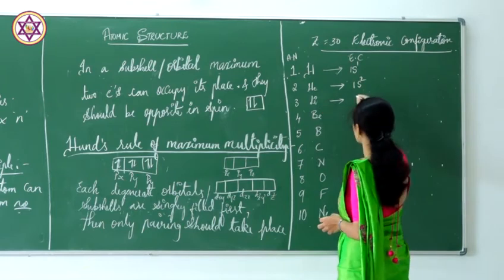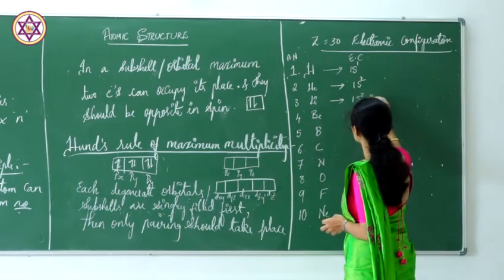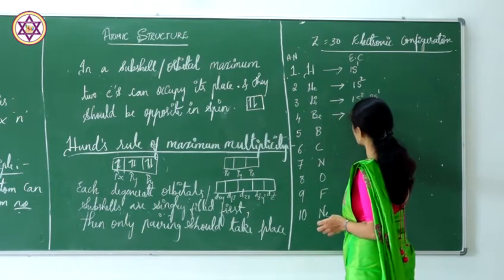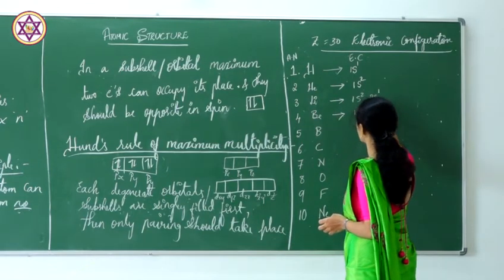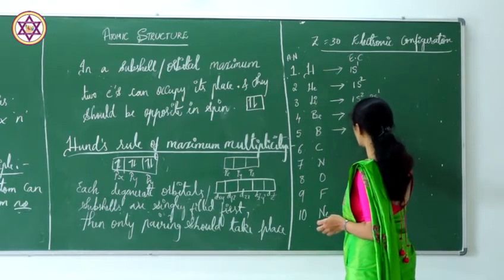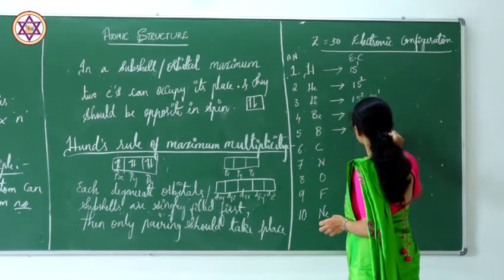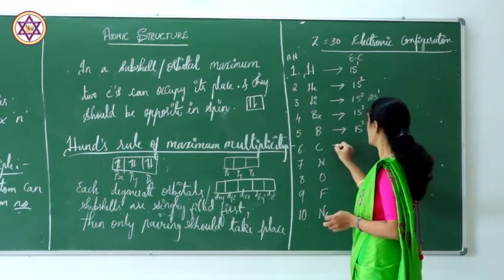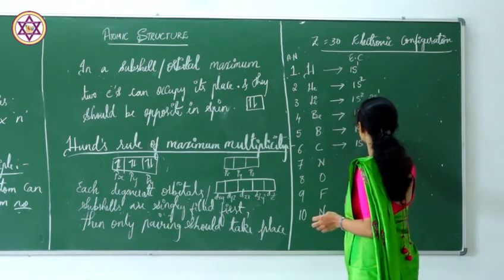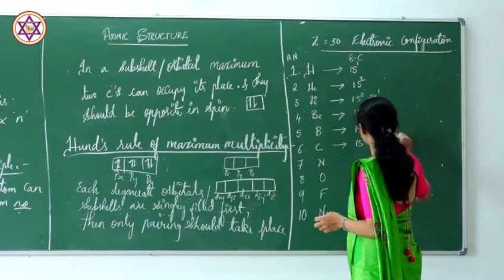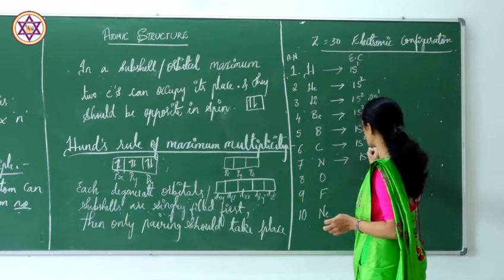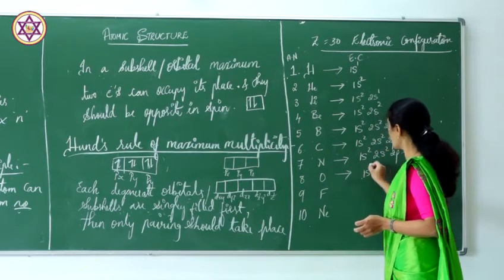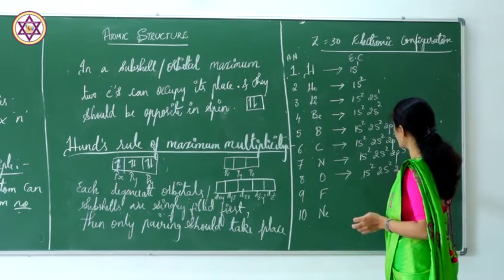For lithium, it is 1s2, 2s1, that is total 3. For beryllium, 1s2, 2s2. Then for boron, 1s2, 2s2, 2p1, because after 2s, 2p comes. For carbon, 1s2, 2s2, 2p2. Then for nitrogen, 1s2, 2s2, 2p3. For oxygen, 1s2, 2s2, 2p4.